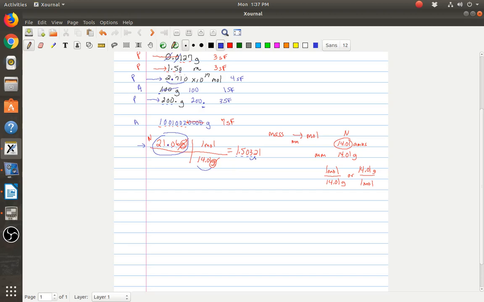I look at the next number to determine what to do with this one. The 3 is going to stay a 3 because 2 is less than 5. If it's 5 or greater, we're going to round up. So we leave it, and it's 1.503 moles. That's how many moles of nitrogen I would have had in this particular thing.